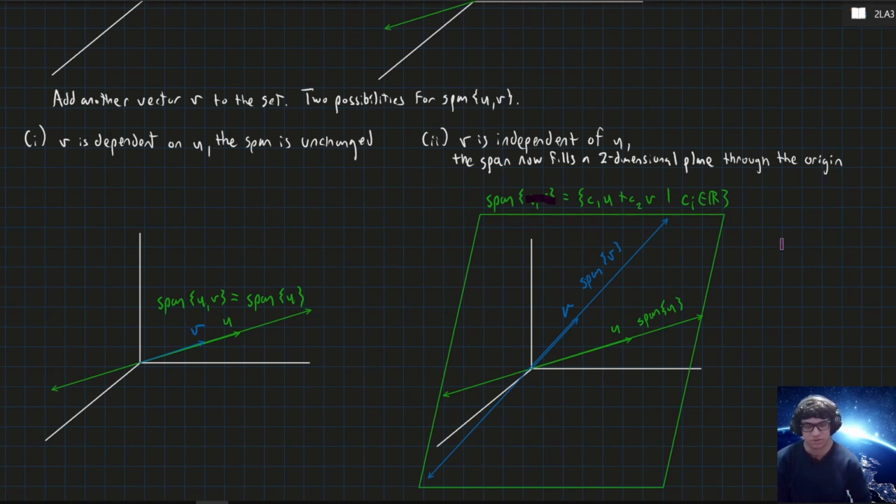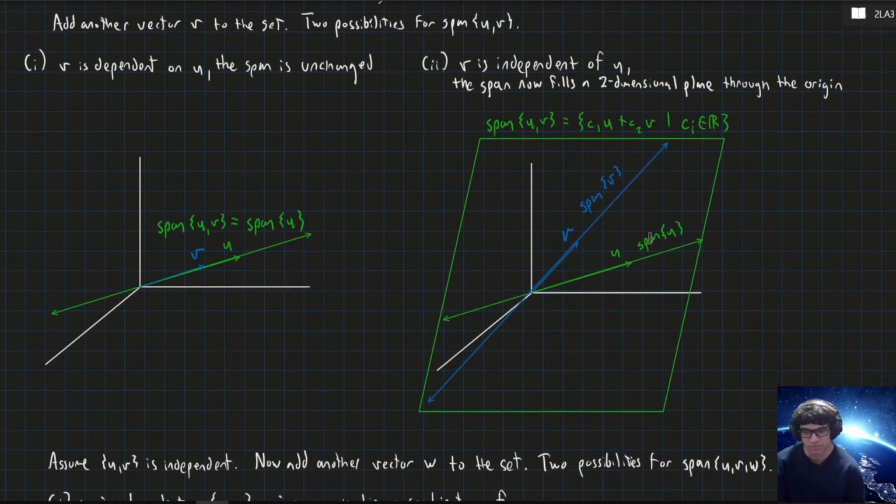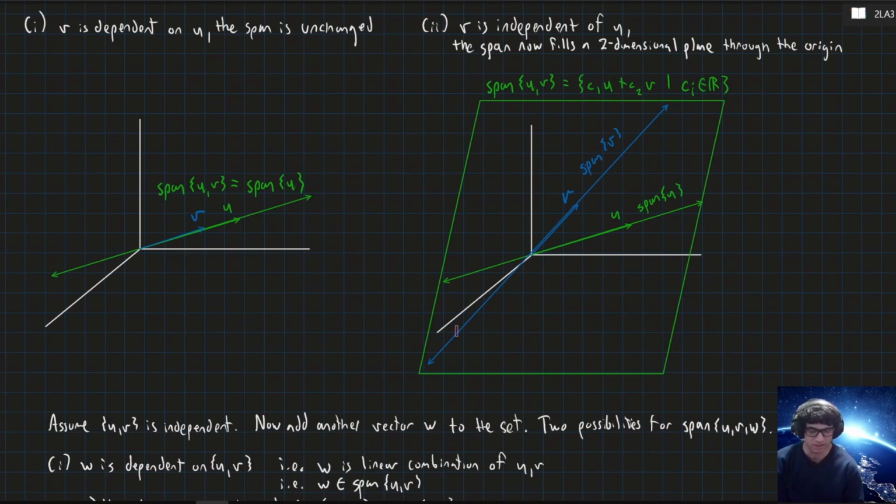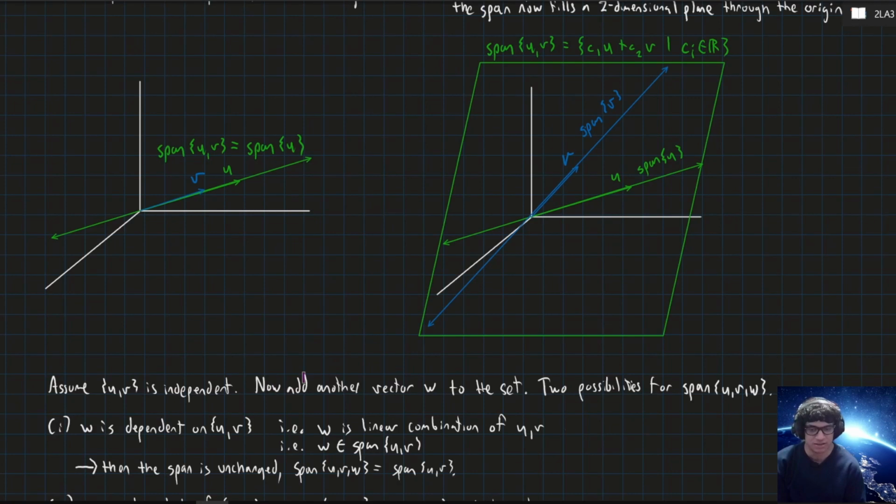So if we have this span here and we want to upgrade to spanning all of R3, what we would want to do is add another independent vector. Let's assume we're in this situation here, that is, assume that u and v are independent. Now we're going to add another vector w to the set.